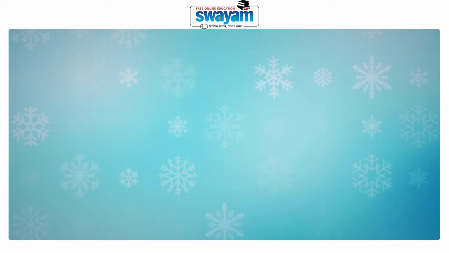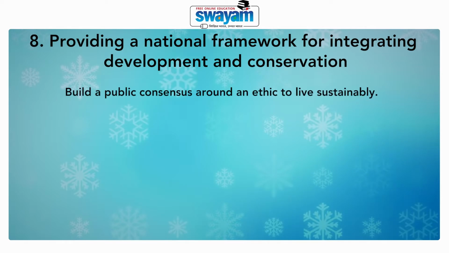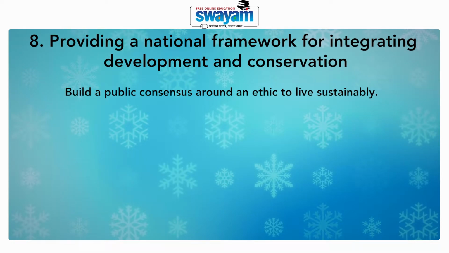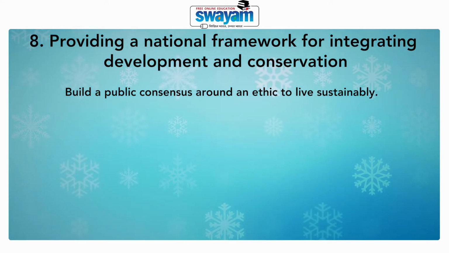The eighth objective is to provide a national framework for integrating development and conservation. We have to build a public consensus around an ethic to live sustainably, and we have to drive it into the consciousness of the people, just like they are conscious about speaking truth, not thieving and not gambling and not drinking. Similarly, people should be made as conscious about the do's and don'ts regarding the society for sustainable living.